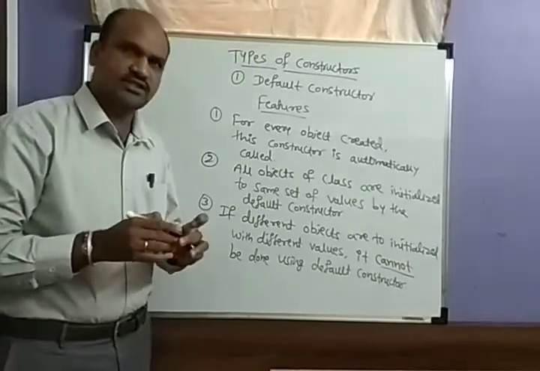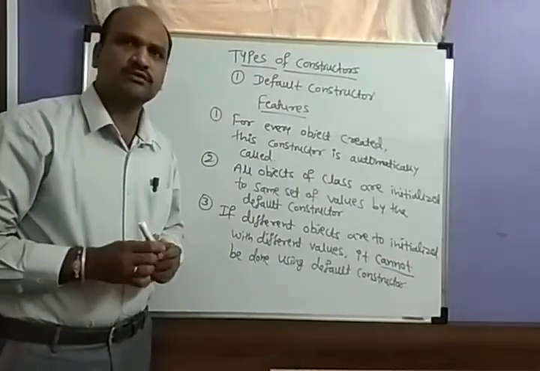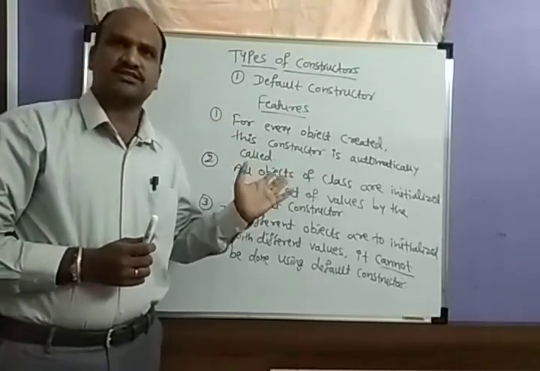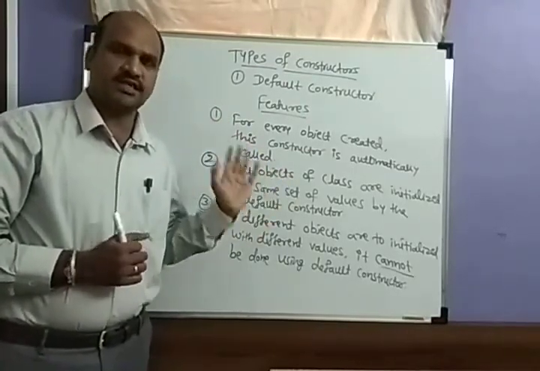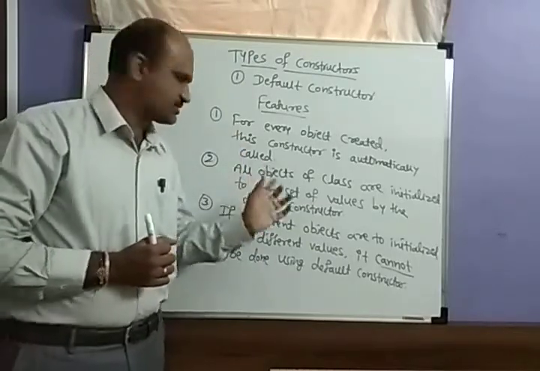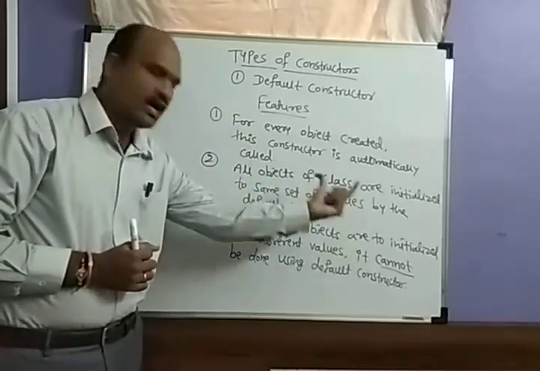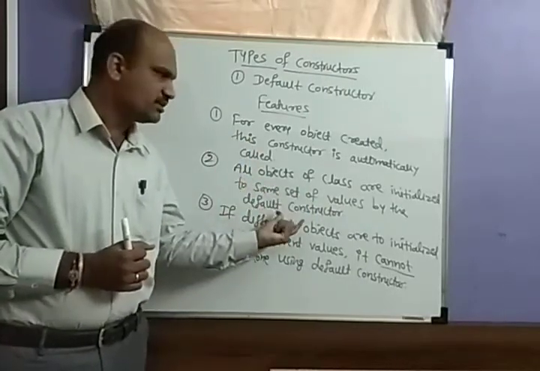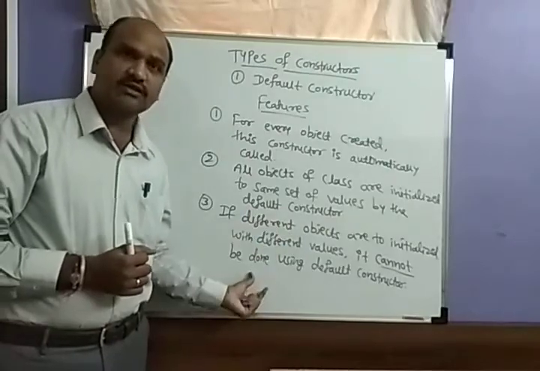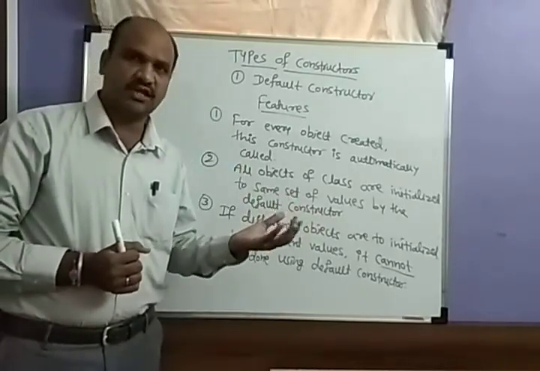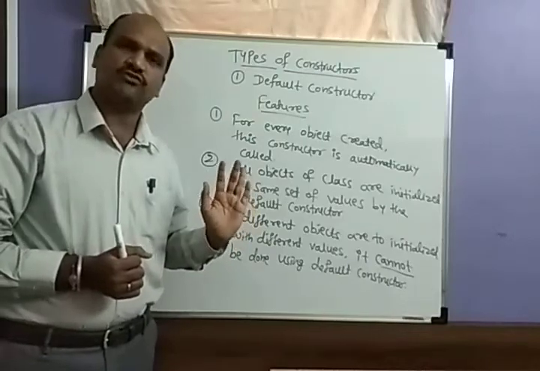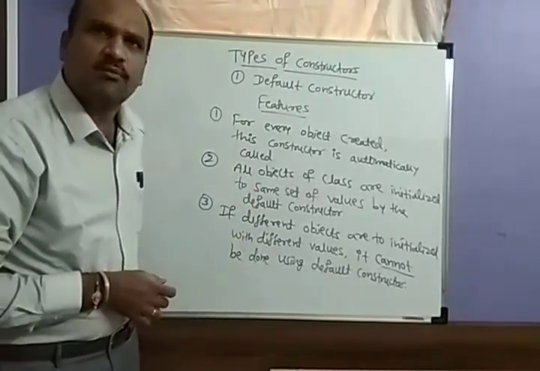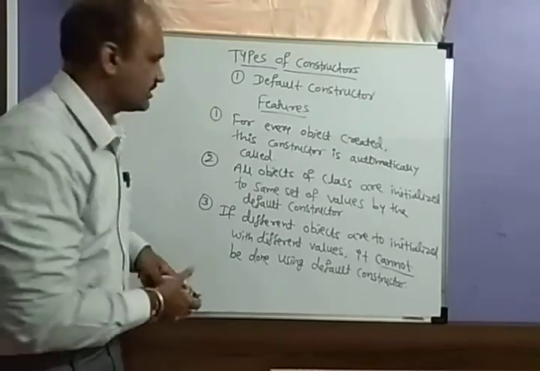So these are the three features you should remember. First one, for every object you create, the constructor will be called automatically. Second one, all objects of a class are initialized to the same set of values by using the default constructor. And third one, if different objects are to be initialized with different values, it is not possible with the default constructor. So these three are the points you should remember for the default constructor.